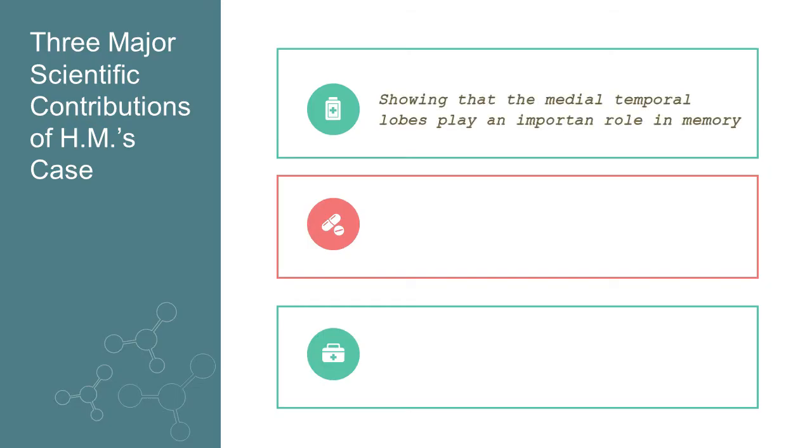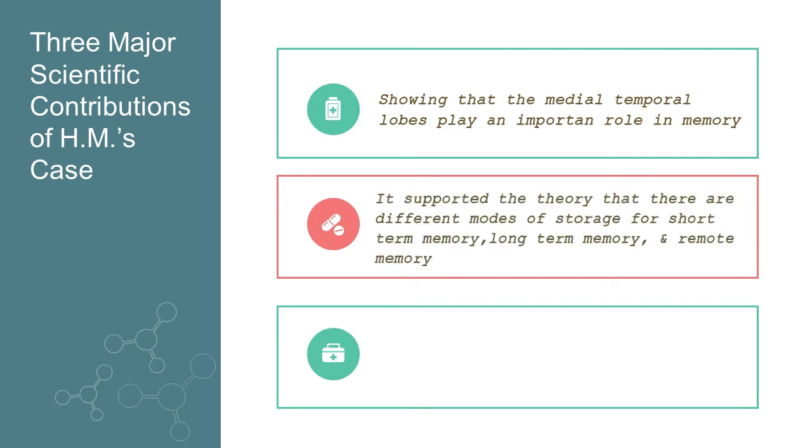Let us now proceed to the 3 major scientific contributions of H.M.'s case. First, by showing that the medial temporal lobes play an important role in memory, Henry's case spawned a massive research effort aimed at clarifying the mnemonic functions of the hippocampus and other medial temporal lobe structures. Second, it supported a theory that there are different modes of storage for short-term, long-term, and remote memory.